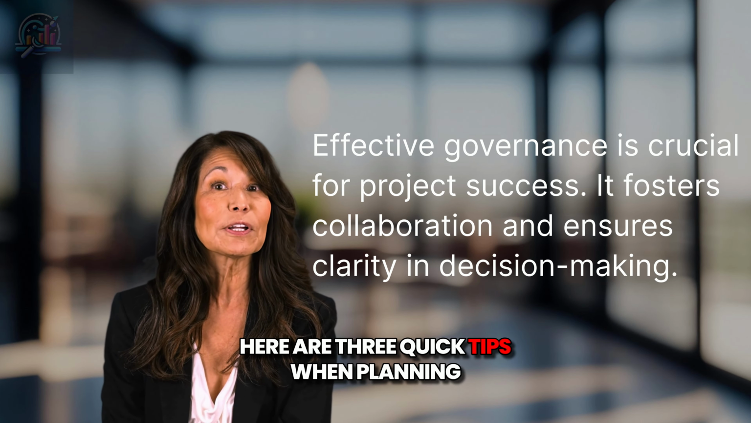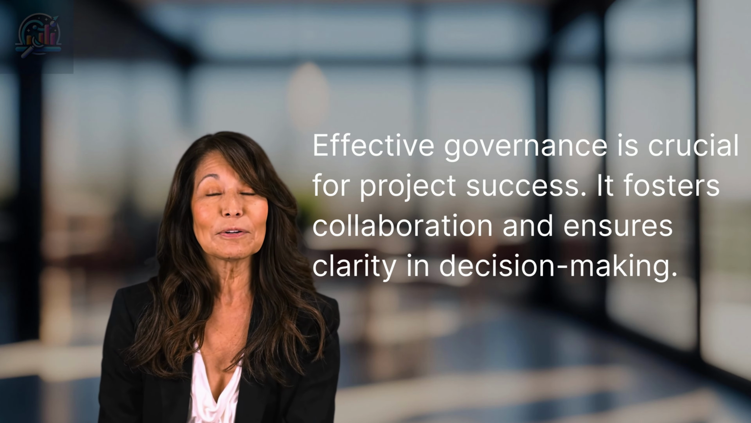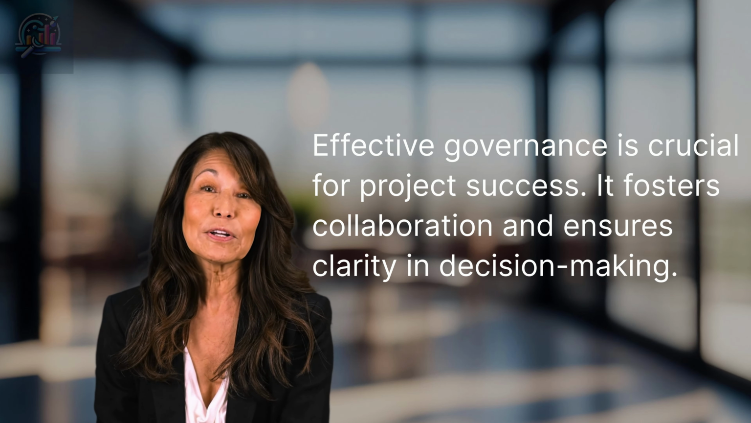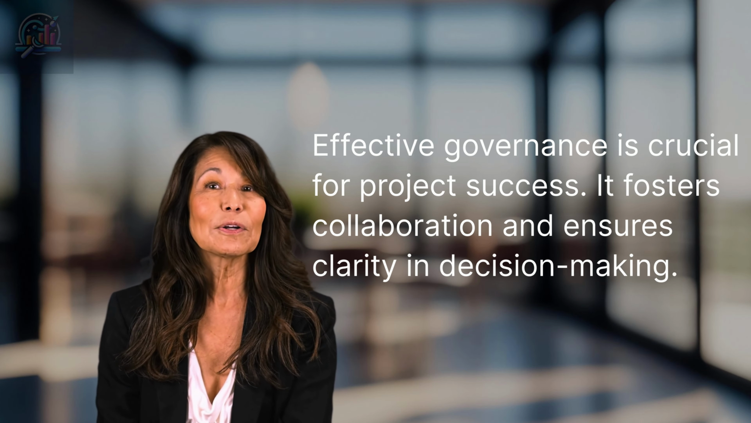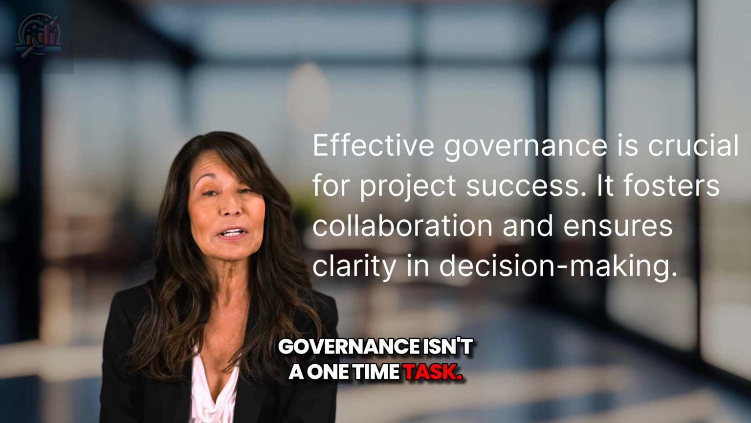Here are 3 quick tips when planning BA governance in your project. Define roles early. Know who approves, who reviews, and who implements. Create a change request template. Keep it simple but consistent. Review regularly. Governance isn't a one-time task. Adapt as the project evolves.